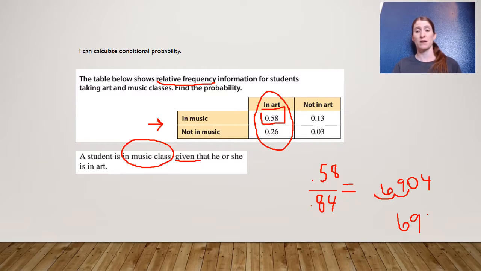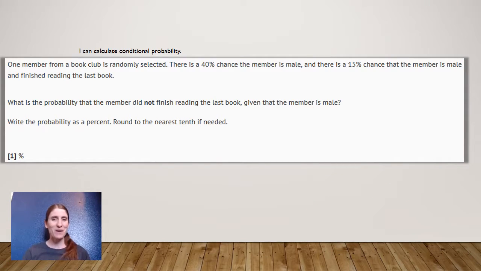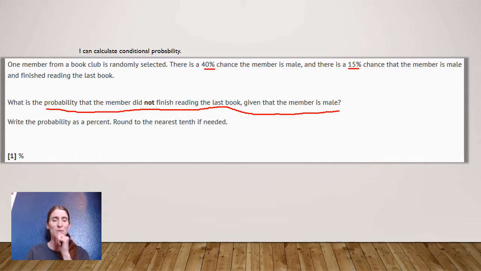Okay, last question. This one is different because you see percents already and we haven't had one like this. So let me read it to you. One member from a book club is randomly selected. There's a 40% chance the member is male, and there's a 15% chance that the member is male and finished reading the last book. We are trying to find the probability that the member did not finish reading the last book given that the member is male. Okay, so this one's kind of tricky. You see the given, but we don't have any other information besides these 40% and 15%. So I know I'm going to have to use those.